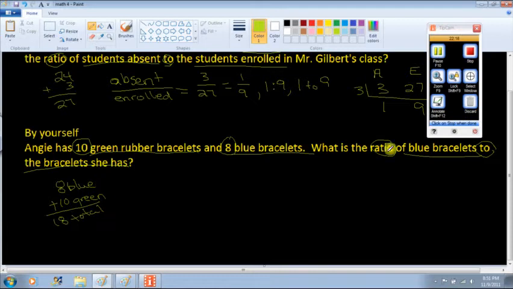So now we look at the ratio again. We're going to set up our words. So we're going to put blue compared to the bracelets that she has. Well, how many bracelets does she have? Well, we added them. 8 plus 10 is 18. So I'm just going to put total, right? Because bracelets means total. 18 total. So again, we have to match them up. 8 goes with 8. And the total was 18.